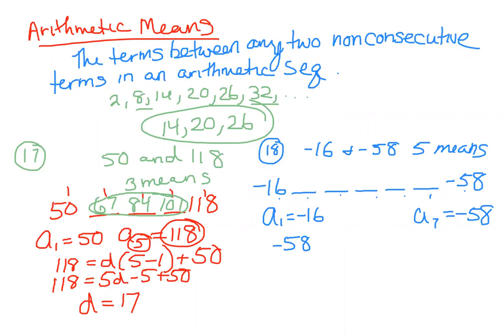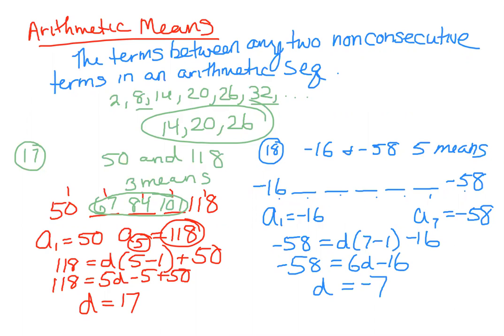So we're going to substitute that into our equation and say AN, when n equals 7, is -58 equals D times 7 minus 1 plus A1. Look what I did over here. I distributed the D, but I don't need to distribute the D. I can just say -58 equals 6D minus 16. That was weird. And then we get D equals -7.